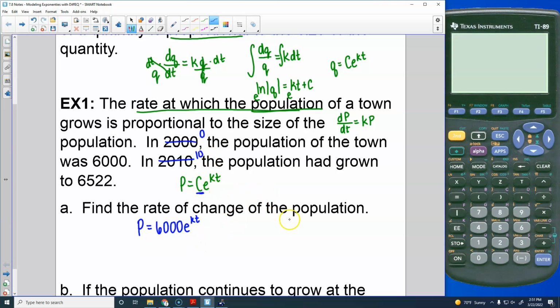So we've got this information. We also know that when t equals 10, the population is 6,522. So 6,522 equals 6,000 times e to the K times 10. We did this in pre-calc. We didn't do the first part where we have the differential equation, but divide by 6,000.